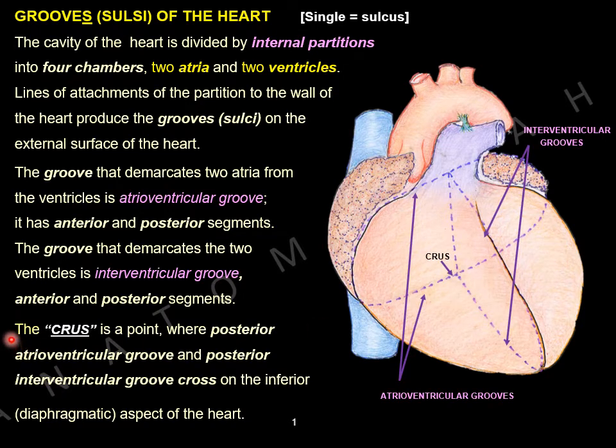The crux is a point where the posterior atrioventricular groove and posterior interventricular groove cross on the inferior, that is diaphragmatic, aspect of the heart. This is the point called the crux where the posterior atrioventricular groove and posterior interventricular groove cross on the posterior aspect, that is the diaphragmatic aspect of the heart. This is an important point.